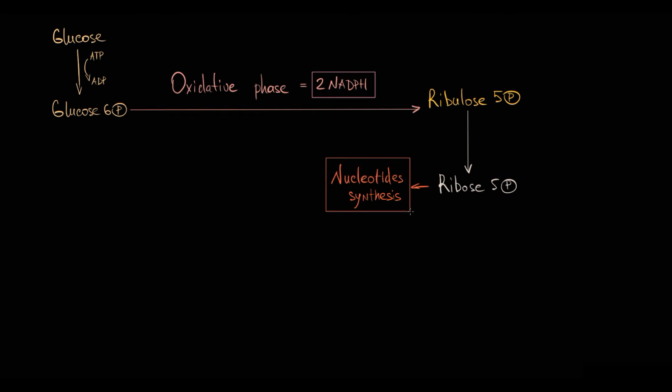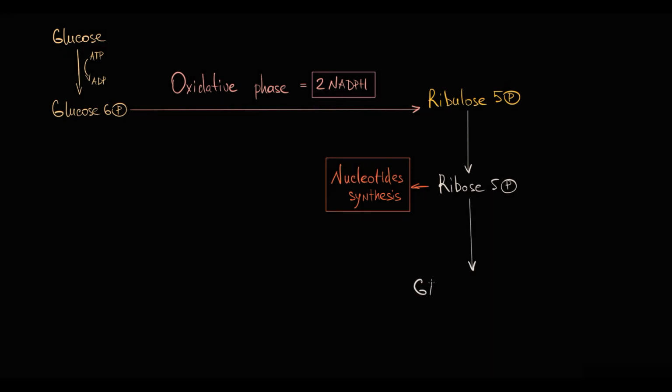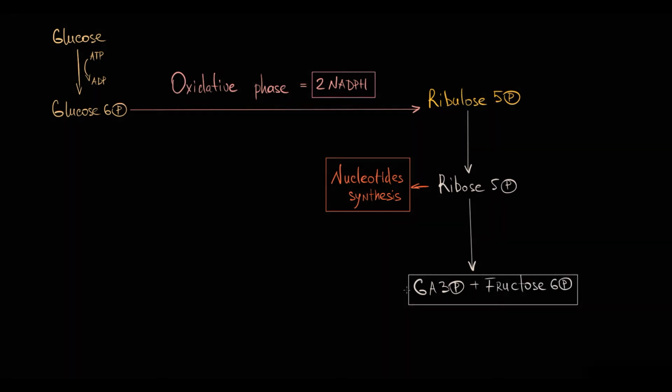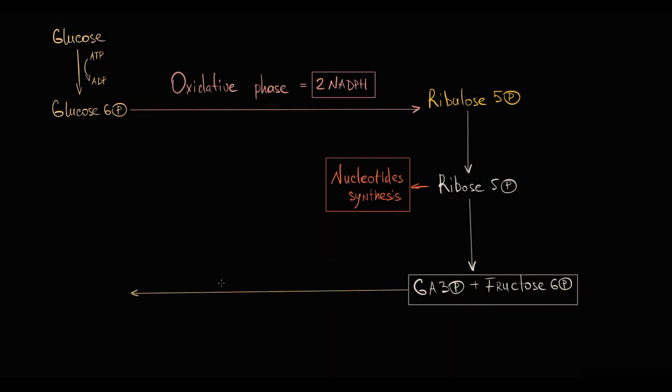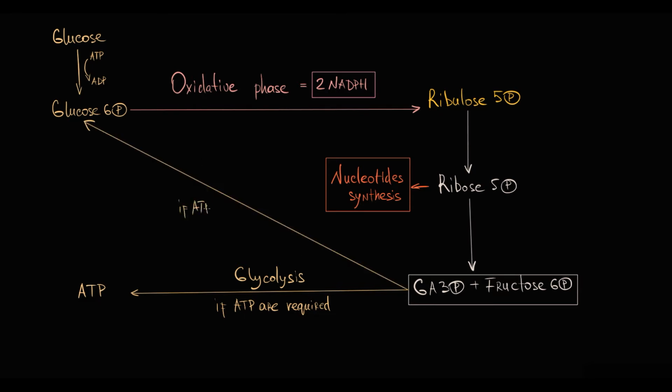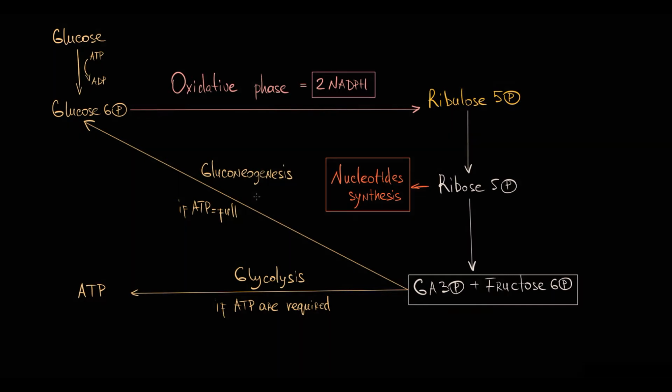If tissue do not require massive DNA synthesis at this particular moment, then ribose 5-phosphate is converted to glyceraldehyde 3-phosphate and fructose 6-phosphate. Both of them can be used in glycolysis or in gluconeogenesis. It all depends on energy state of the cell. If cell requires energy, then both these metabolites are used in glycolysis with energy production. If cell does not require energy, then they are used in gluconeogenesis that results in formation of glucose 6-phosphate.